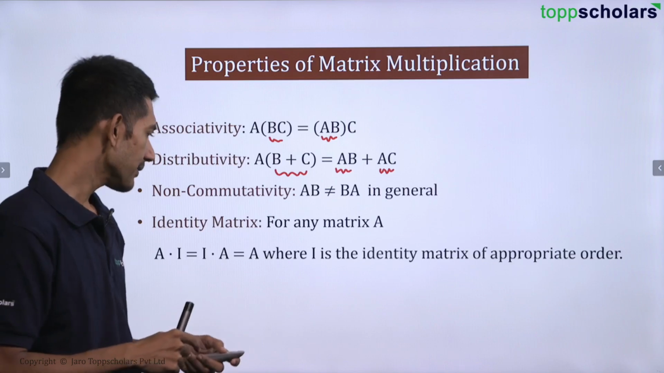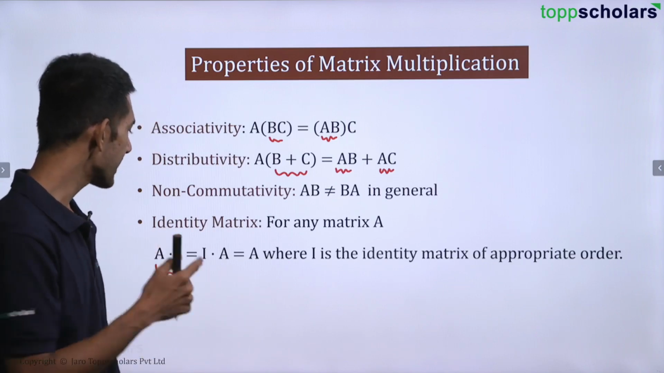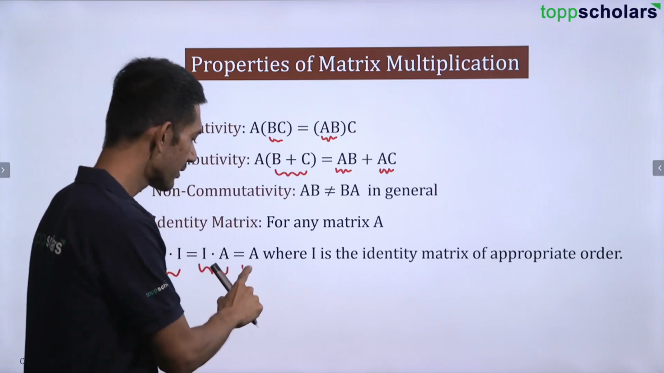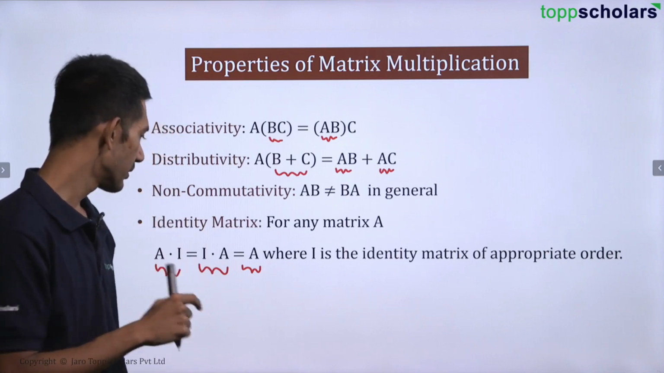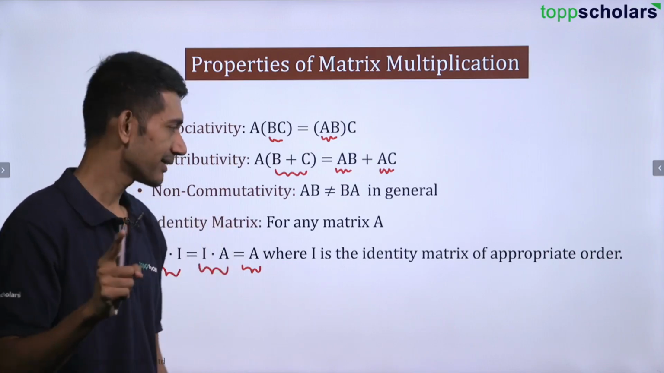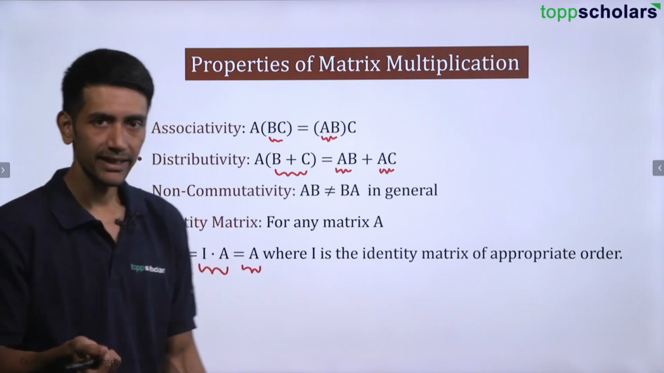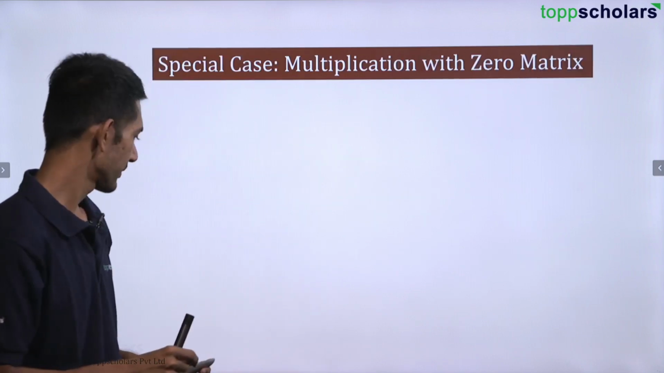Identity matrix. For any matrix A, the matrix multiplied by I, that is the identity matrix, and the identity matrix multiplied by A is always equal to A. So this is what we are supposed to remember. So I is like your 1 basically here. That is the identity matrix.